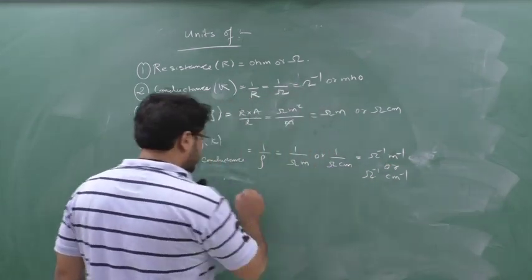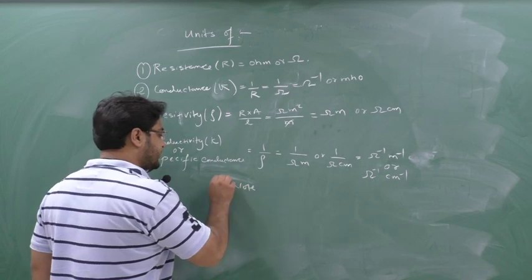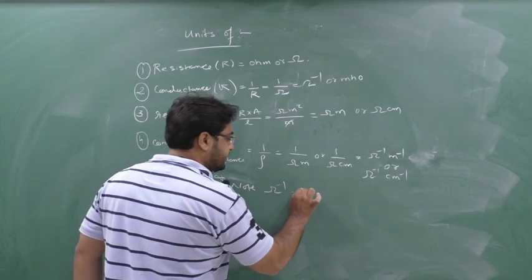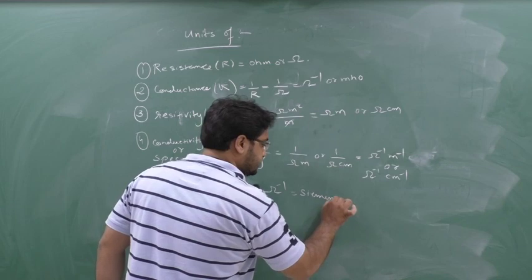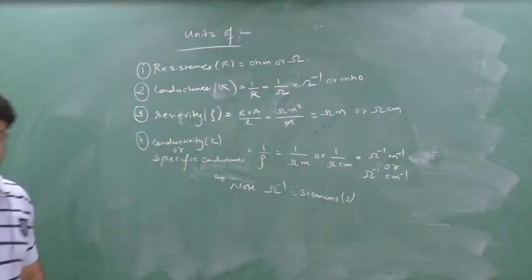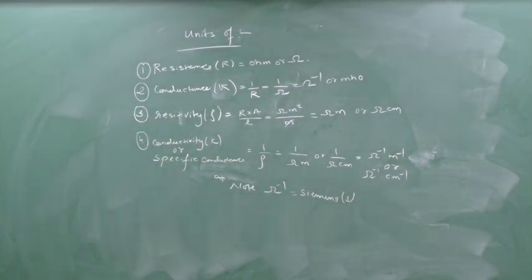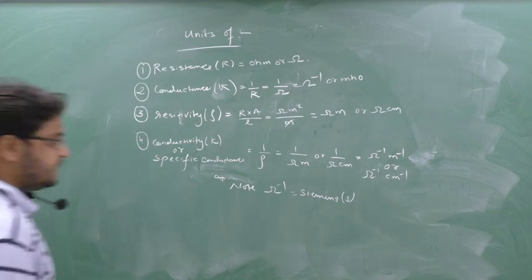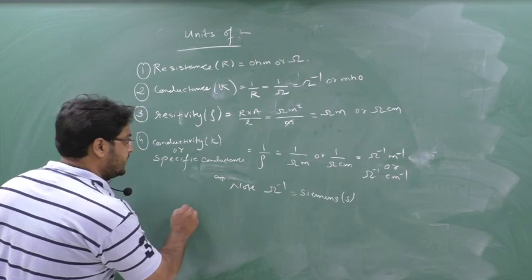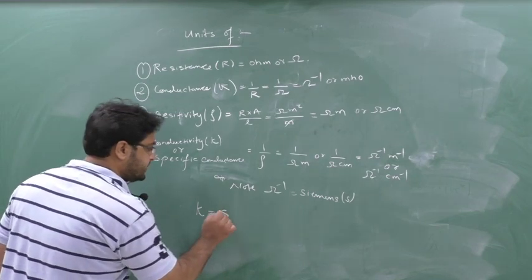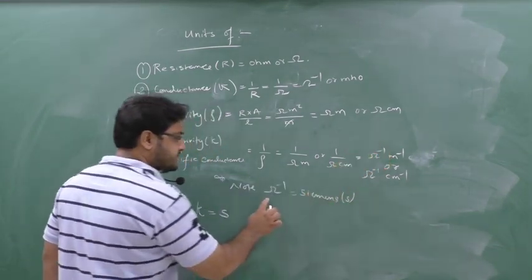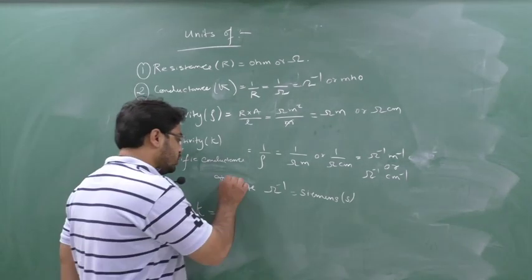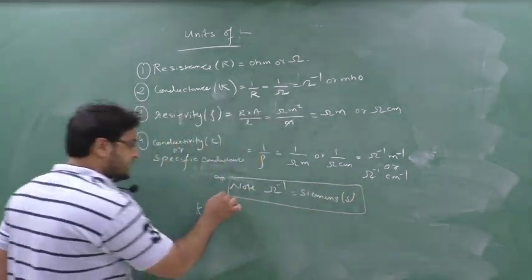Now here note, please remember, that ohm inverse is nothing but Siemens, S. Ohm inverse will be equal to Siemens. You should remember this. That is, ohm inverse is nothing but equal to Siemens. Therefore, K unit will be Siemens. Now ohm inverse is Siemens. Yes or no? You have to remember this. This is a note, that is ohm inverse is Siemens.